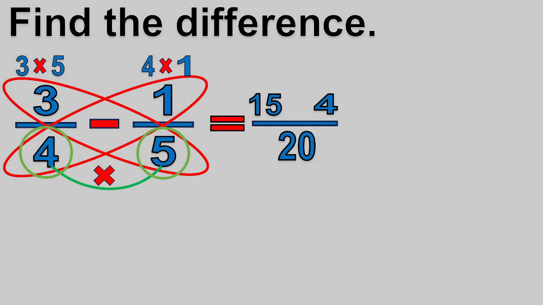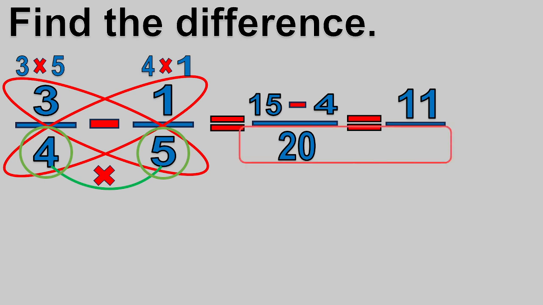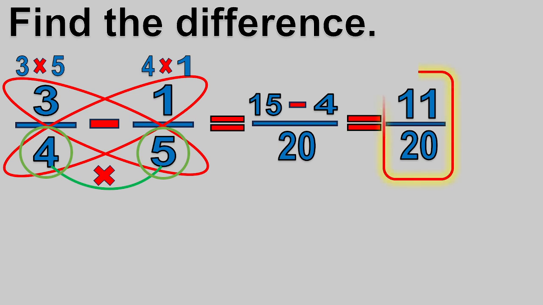Then subtract the results from the cross multiply. We have here 15 minus 4 equals 11. Then copy the denominator 20. Since 11/20 is already in the lowest term, therefore 11/20 is our final answer.